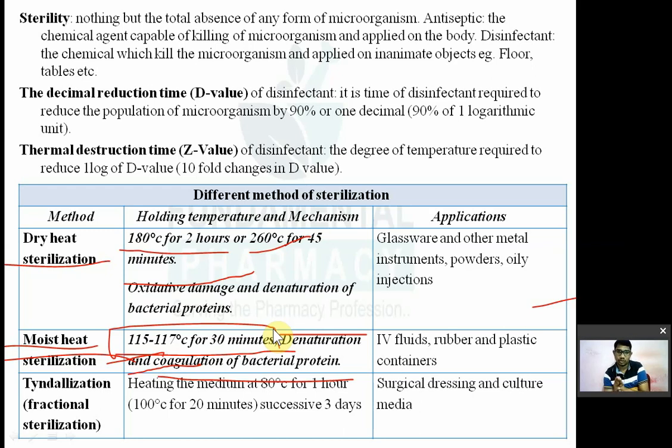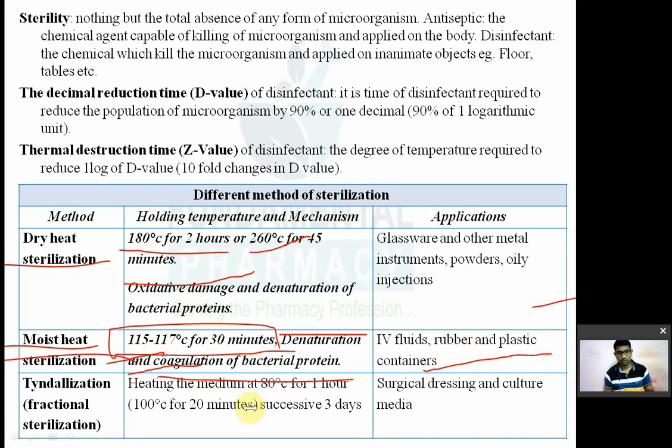Okay, so remember, in case of dry heat, oxidative damage and denaturation of protein is the mechanism. In case of moist heat, there is a denaturation as well as coagulation of bacterial protein. But in case of moist heat, mostly bacteria die because of the coagulation of bacterial protein. And in case of dry heat, bacteria die because of the oxidative damage to the enzyme and denaturation of protein. The enzyme भी क्या होते हैं? They are also a protein in nature. Then remember, this moist heat is used for the sterilization of heavy fluids, rubbers, and plastic containers.